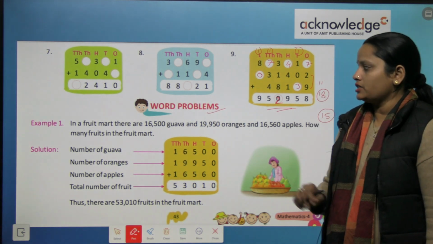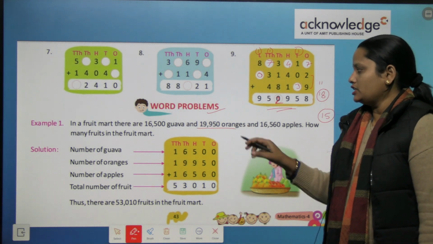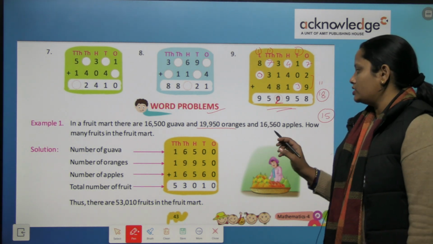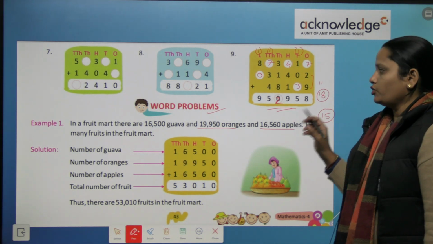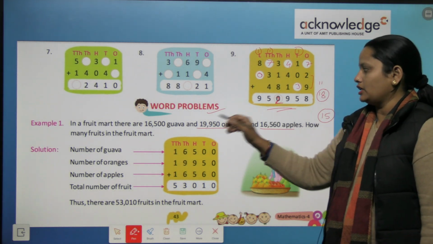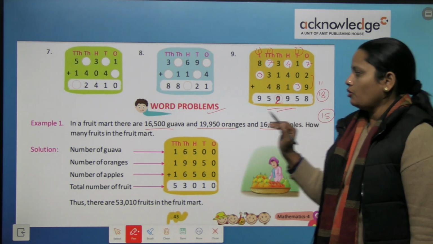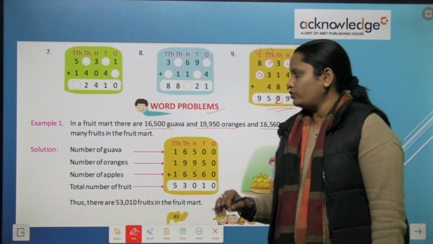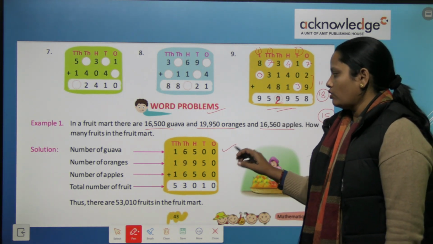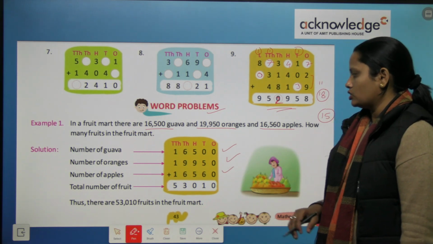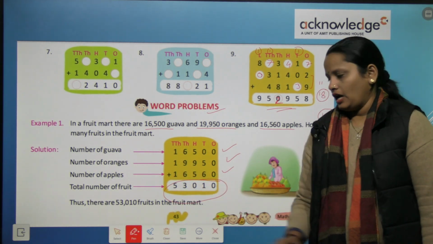In a fruit mart, there are 16,500 guavas and these many 19,950 oranges and 16,560 apples. So fruit market था, वहाँ पे इतने guavas थे, इतने oranges थे और इतने apples थे. How many fruits are there in the fruit mart? Fruit mart में कितने fruits हैं? तो guavas, oranges और apples को जब हम ऐड करेंगे तो number of fruits हमारे सामने आ जाएंगे.